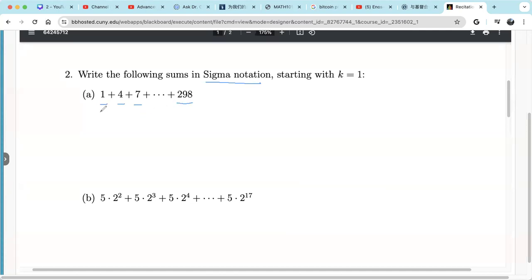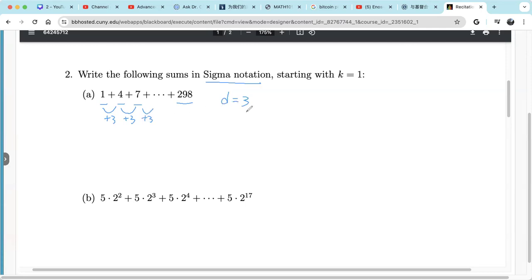Well, let's observe this sequence. 1 to 4, that's being added 3. 4 to 7, that's being added 3. That means the pattern continues, so we have an arithmetic sequence. In an arithmetic sequence, we have a common difference d. In this case it's positive 3, because each time we just add 3.